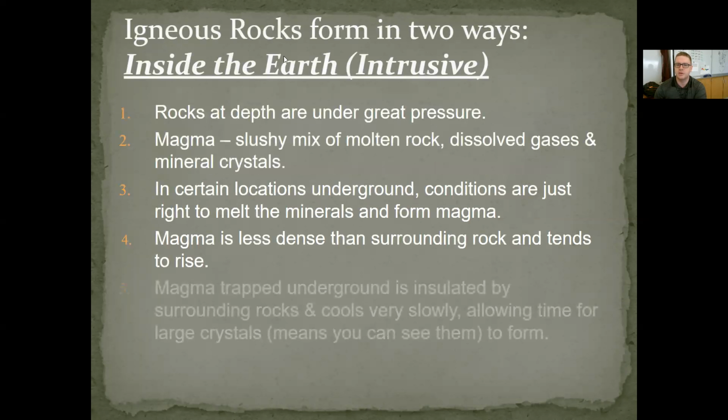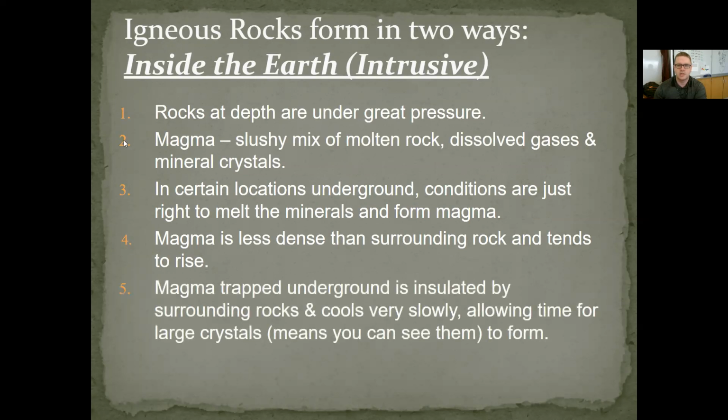We have intrusive igneous rocks. Some of these words we already know, we already know what magma is. It's that weird, squishy mix of rock and dissolved gases. And depending on how much gas is dissolved in the magma, we get the different viscosities of magma that we spoke about before, like our basaltic or andesitic or rhyolitic magmas. I know we're pulling terms back in from our volcano unit. They don't go away.